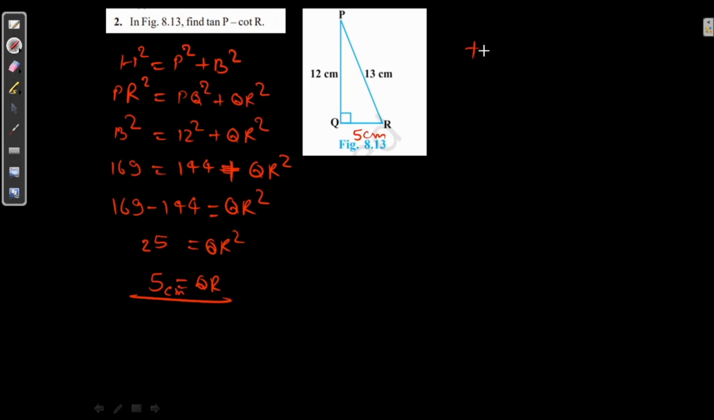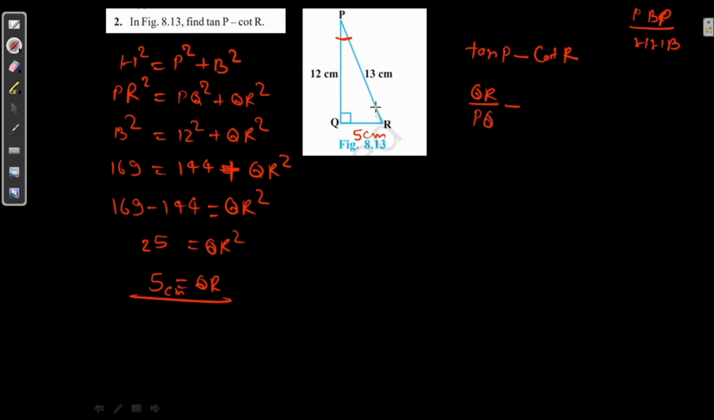Then they are asking to write the value of tan P minus cot R. I am writing here Pakistan bhuka pyasa, Hindustan hara bhara. Tan P, tan is the third one, P by B. So for angle P, this is angle P. What is the perpendicular? The side opposite one, which is QR. And what is B, the base? The adjacent one, which is PQ.